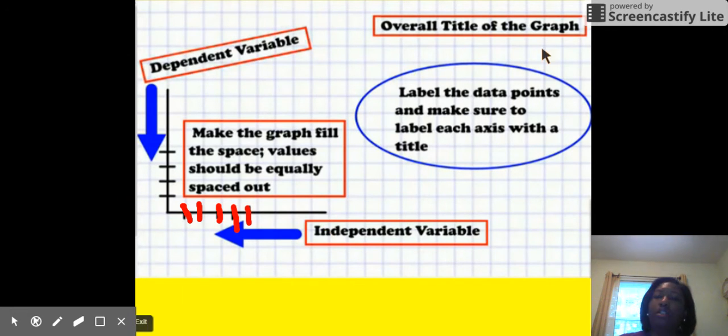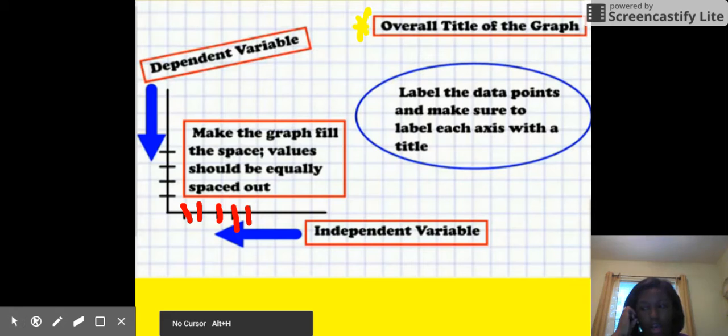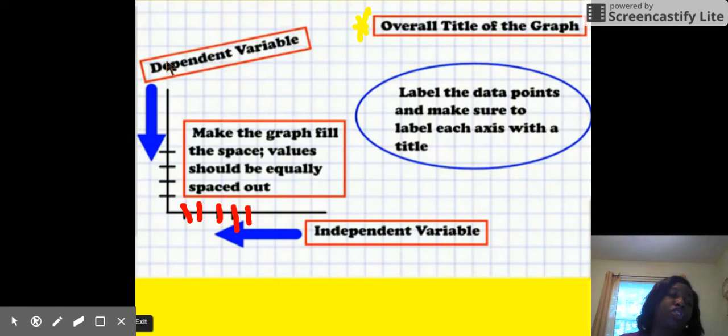So I have an overall title right here. Try to do a little star. Each of these axes needs a title, okay? So we have independent variable here, your dependent variable. You're not going to just write dependent and independent as your title. You're going to have a title that corresponds to the data that you gathered, okay? So I have labeled my points. You're going to label your points as well.